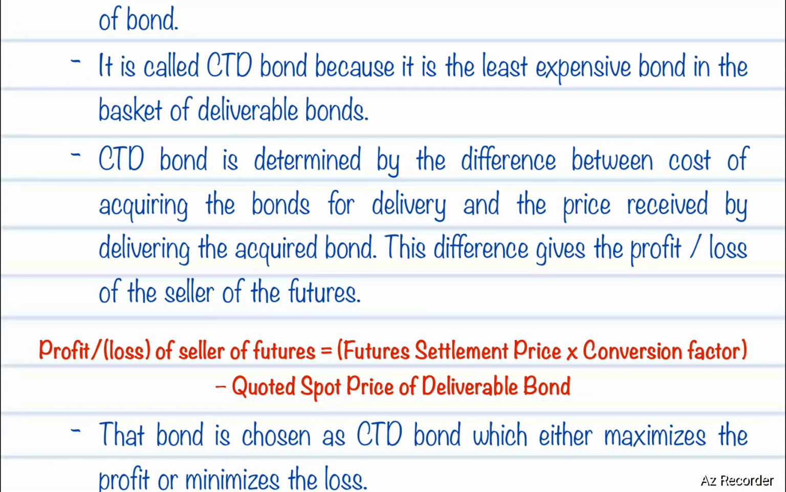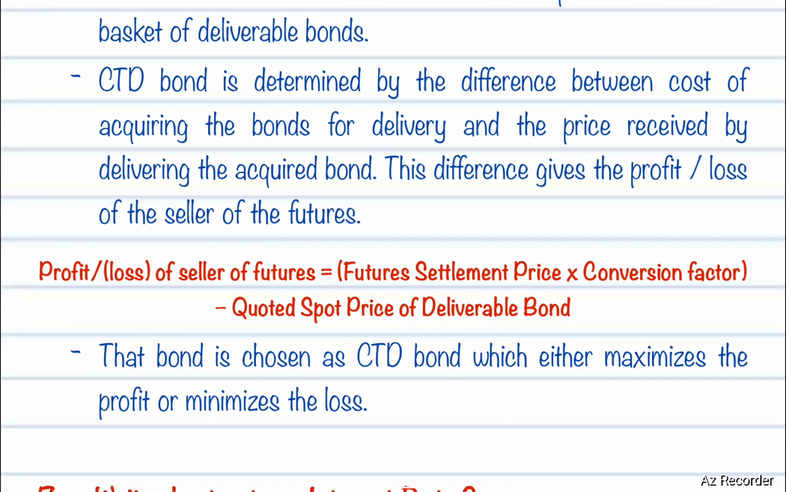It is called cheapest to deliver bond because it is the least expensive bond in the basket of deliverable bonds. Cheapest to deliver bond is determined by the difference between the cost of acquiring the bonds for delivery and the price received by delivering the acquired bond. This difference gives the profit or loss of the sellers of the futures.